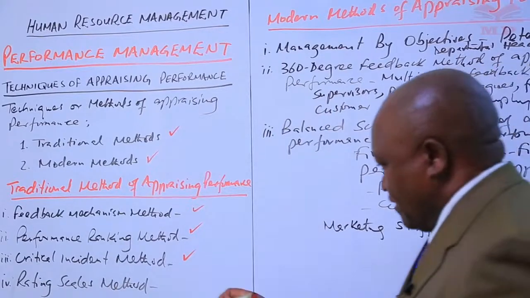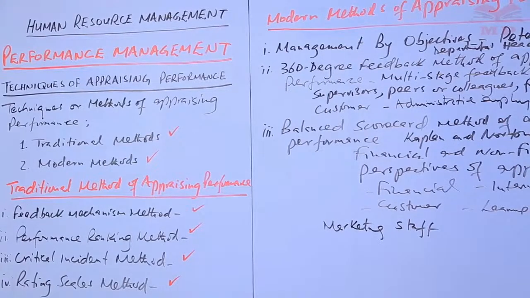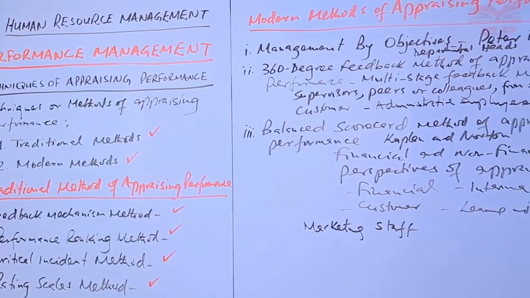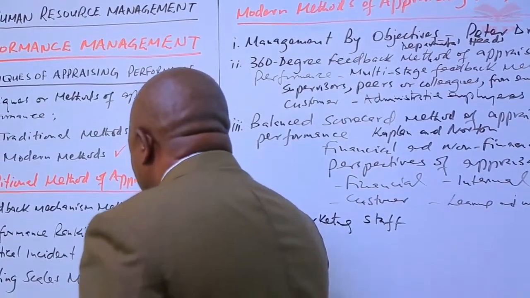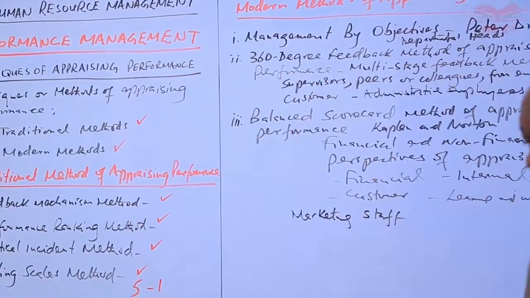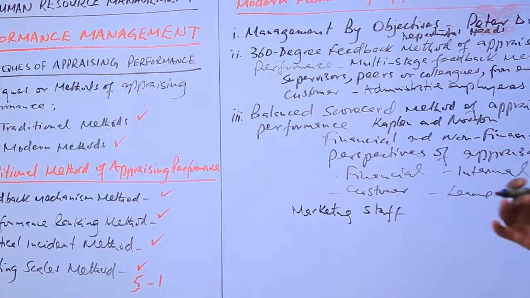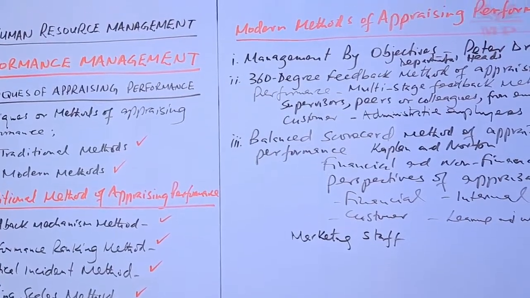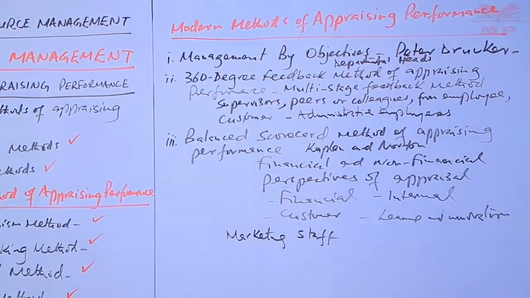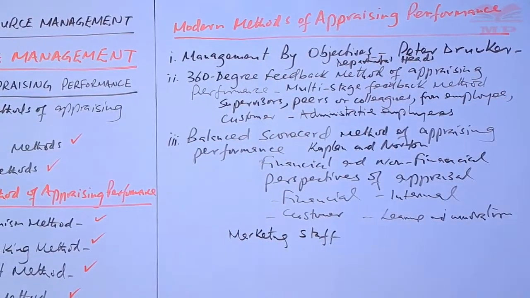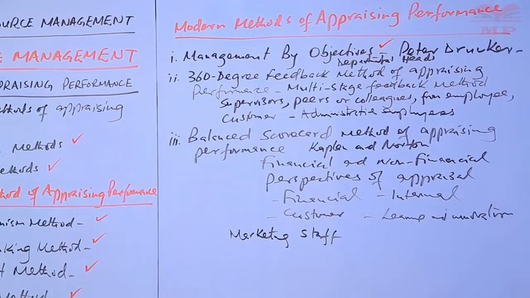Then the rating scales, where certain attributes can be put on a rating scale of, let's say, 5 to 1, where 1 is the lowest and 5 is the highest, and critical attributes are picked for a given job. Then that is evaluated for that particular employee. Then we have gone ahead, learner, and looked at modern methods of appraising performance, which include management by objectives, propounded by Peter Drucker.